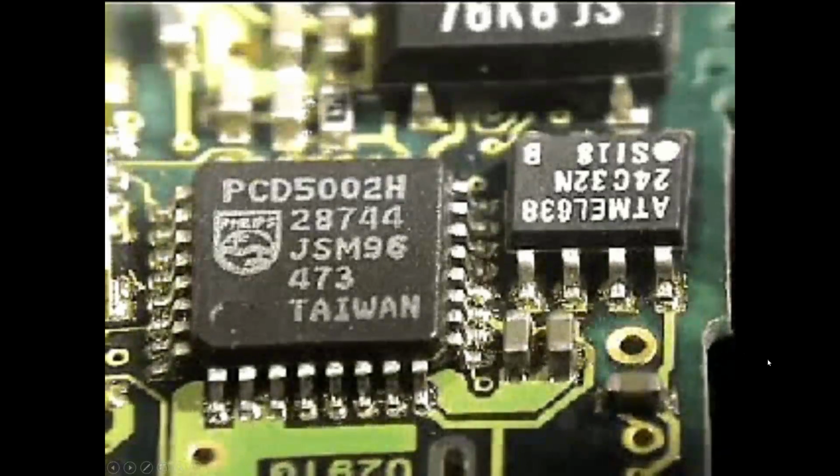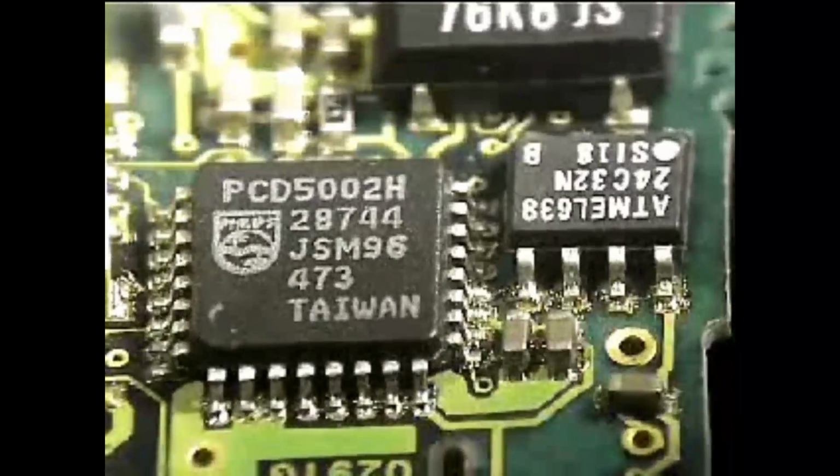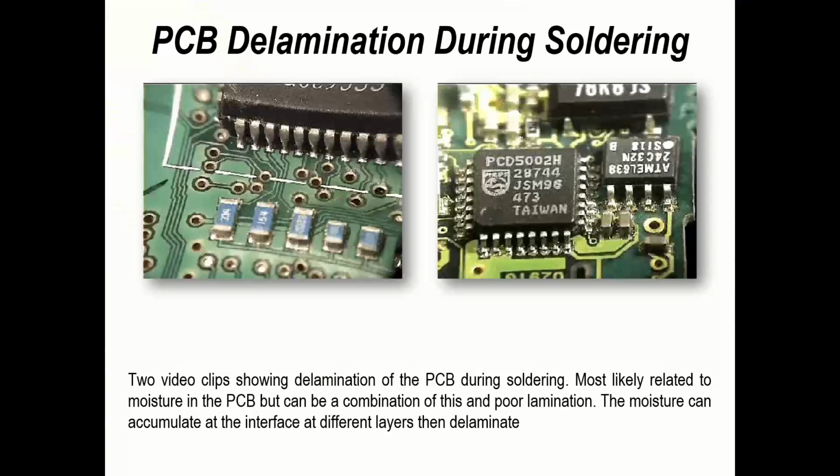The second video clip is showing you pretty much the same thing. So reflow soldering is taking place, and you can actually see the delamination take place during the soldering operation. So that's all about moisture, and it's moisture going into the board and expanding, turning to water vapor, and then forcing the printed circuit board apart during the soldering operation.